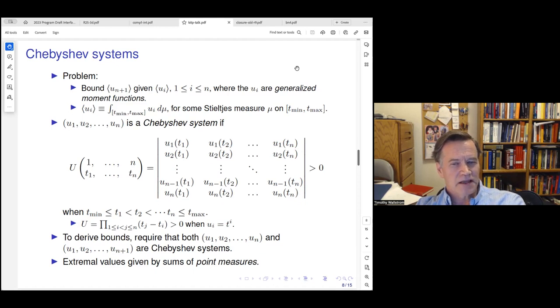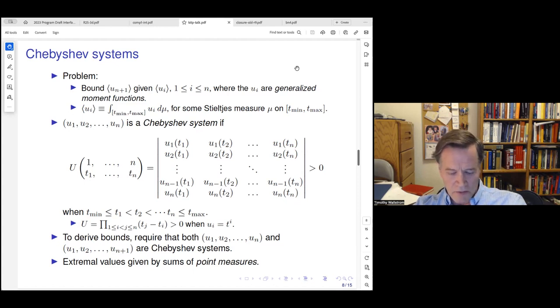So that's the main condition. When I first saw this, I thought, how often is that going to happen, that this thing stays greater than 0? But if u1 through un are independent, then it can't be exactly 0, and this is a connected domain, so it can't pass from one sign to the other. So it's actually a very broad generalization of the classical theory on monomials. And with this system, the extremal values are given by sums of point measures, which is another salient point about the method.